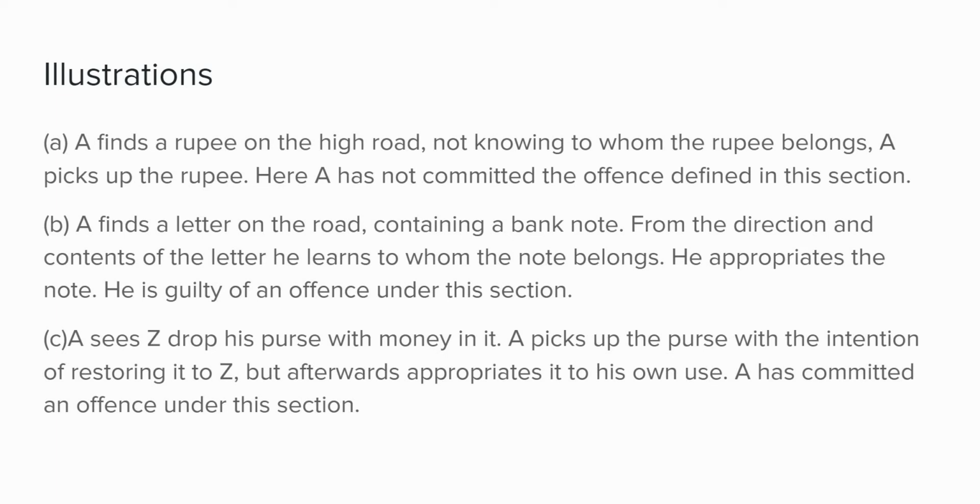Second example: A finds a letter on the road containing a bank note. From the direction and contents of the letter, he learns to whom the note belongs. Now in this case, A knows to whom the bank note belongs. Still, he does not give that bank note to the person it belongs to. He appropriates that note for his own use. So in this case, A is guilty of that offense under this section.